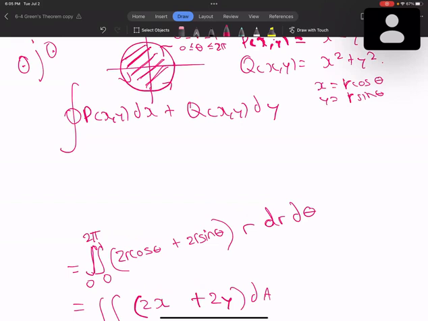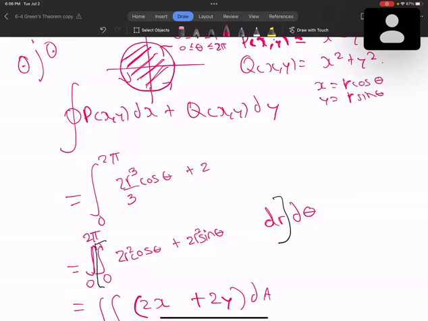Okay. So now we multiply this, we get r squared cosine and r squared sine. So we're going to find first the integral with respect to r. So this integral between 0 and 2 pi, with respect to r, is 2r cubed divided by 3 cosine theta plus 2r cubed divided by 3 sine theta d theta, between 0 and 1, right?